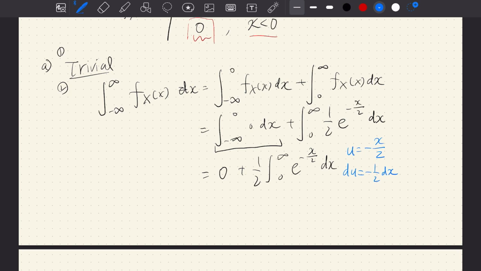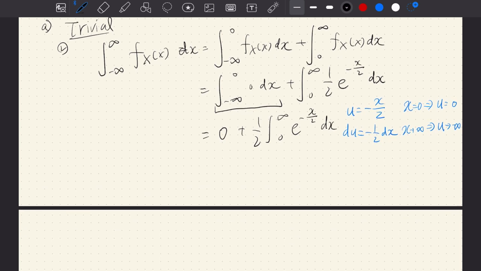And because this is a definite, or improper, integral, you should know how the limits of integration change when you do u substitution. So when x is equal to 0, we know that u is equal to 0, okay? u is negative x over 2. And when x goes to infinity, then u should go to negative infinity, okay? Because here u is negative x over 2. Okay, so now let's try to engineer our integrand and differential to get our desired u substitution, okay?